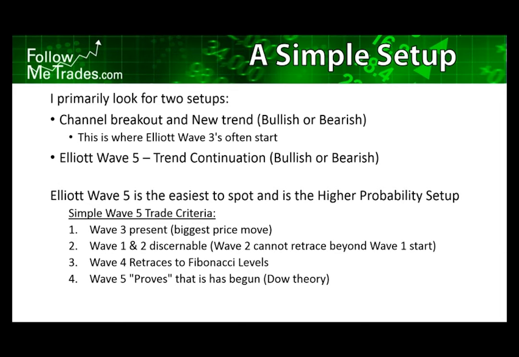I said there's two primary setups I look for: a channel breakout and a new trend, and that's where Elliott wave 3s often start, and then Elliott wave 5. This is the highest probability one because you have so much data beforehand. You've got 4 waves that have been confirmed, and I don't get into the 5th wave until it's proven that it's starting. So this is Elliott wave 5 trend continuation. Here's my setup for it.